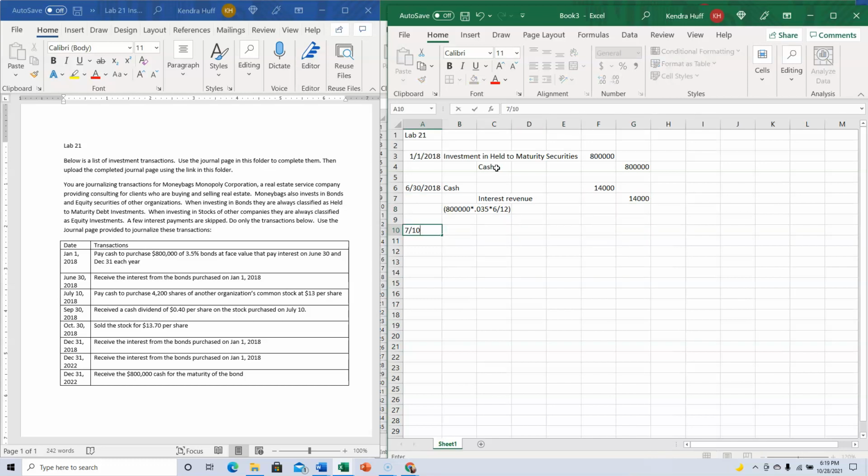July 10th. Pay cash to purchase 4,200 shares of another organization's common stock at $13 per share. When you buy stock in another company, you're buying part of their equity, and that's called an equity investment. We paid cash, and we paid 4,200 shares times $13.